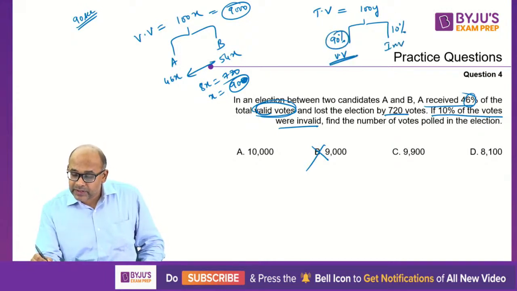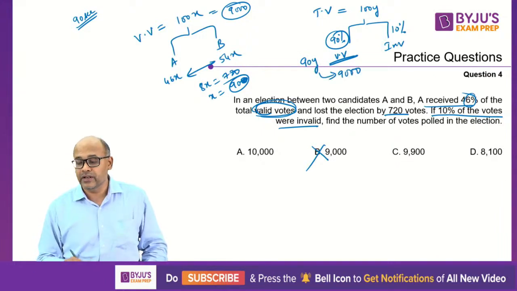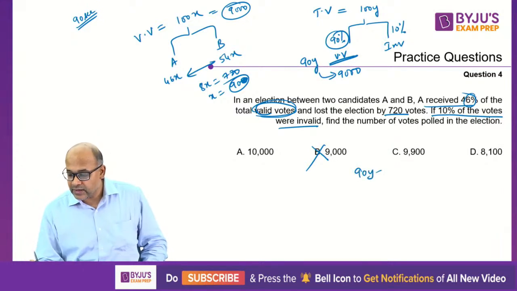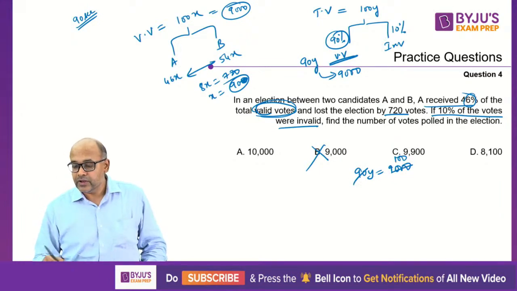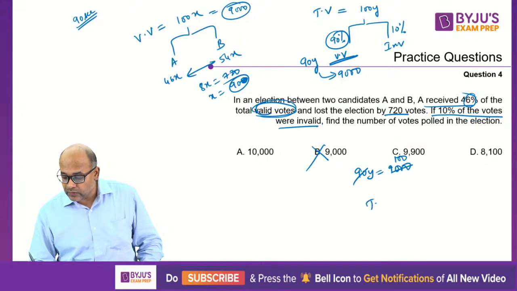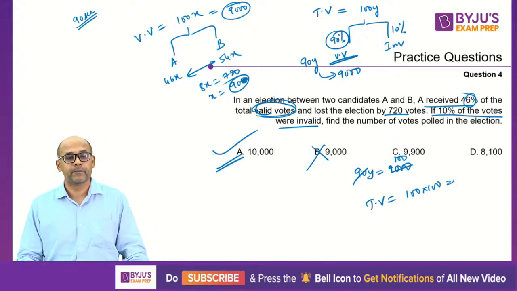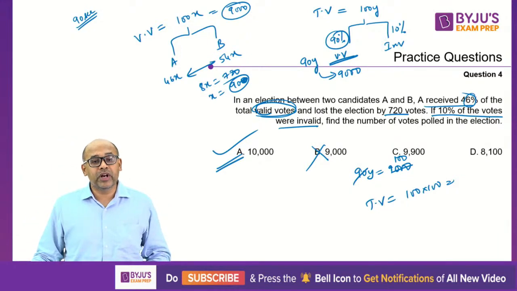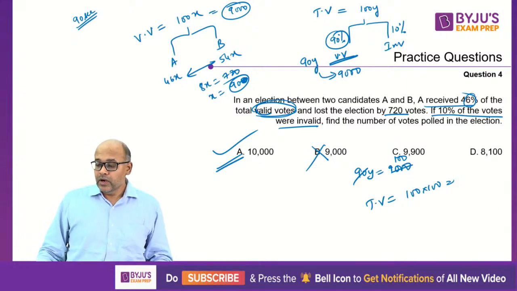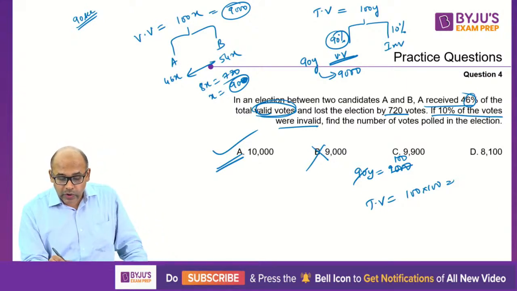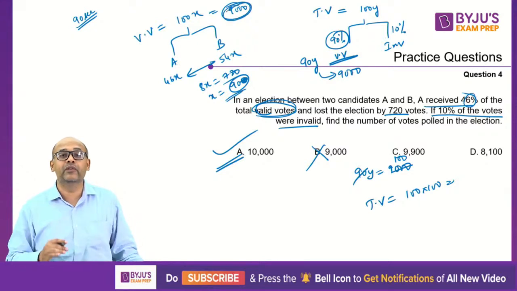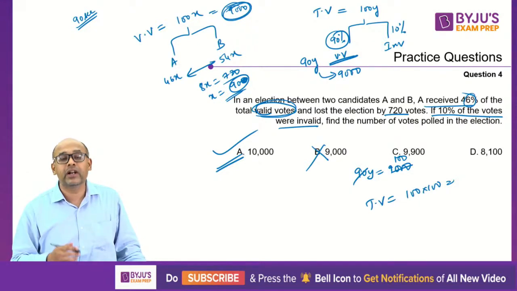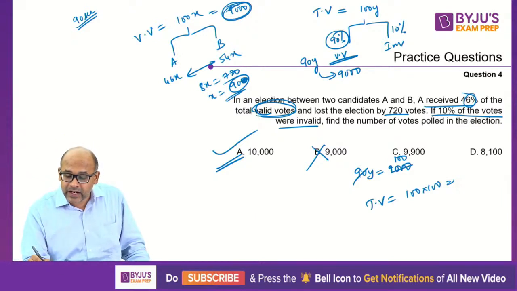So this 90% means 90y. This 90y is given to you as 9,000, so your y has to be 100. So if y is 100, your total votes will be 100 into 100, which is 10,000. Is that clear, Tarun? I hope you understood the mistake that you made. So what we got here, 9,000, is the valid votes, but total votes are not 9,000. Total votes, 90% of that is valid.